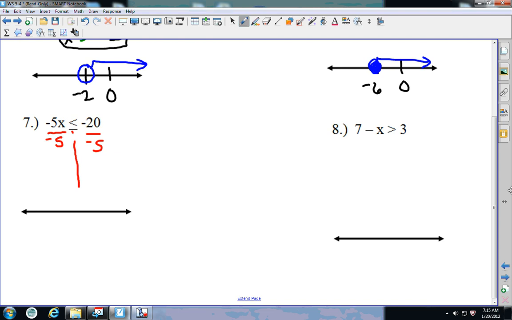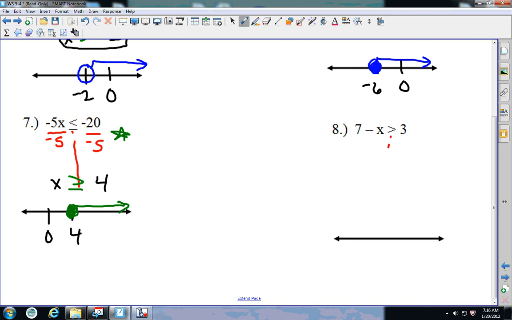On this next one, you would just divide by negative 5. Again, you're dividing by a negative, so this makes the sign flip. Instead of less than or equal to, it becomes greater than or equal to. X is greater than or equal to 4. We have a closed circle this time because of the equal to bar, and we shade to the right.